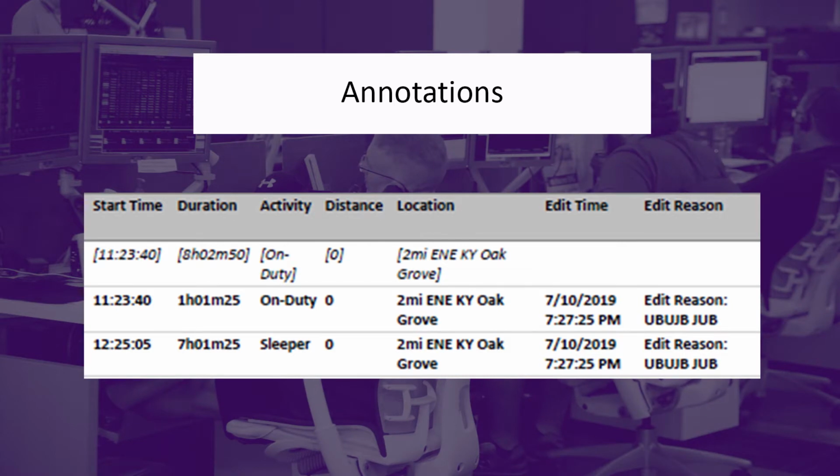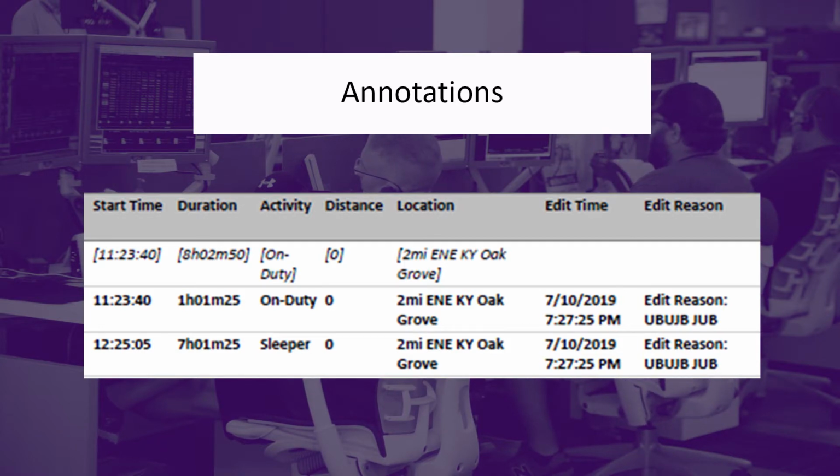Annotate your logs to explain the cause of an event, such as negative driving, or to use PC to get to the next available location for safe parking, etc. You'll also annotate your logs when you make an edit. Always leave clear annotations. False annotations could result in a ticket.